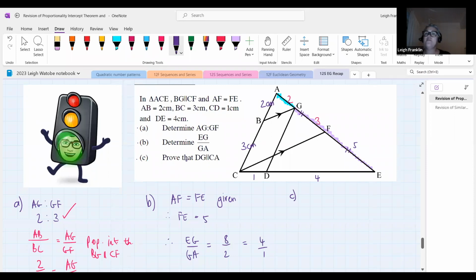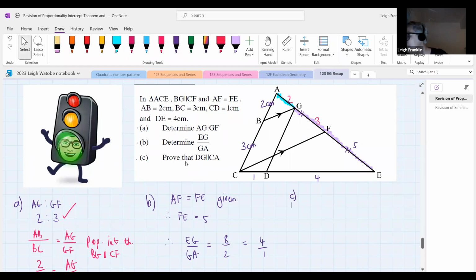Okay, all right. Now, unfortunately, Ria, that isn't correct. In this particular question, it just happens to work out that the sum of AB and BC happens to be the same as the sum of CD and DE. But that's not going to actually help us in this situation because they want us to prove that DG is parallel to CA using the converse of the proportionality intercept theorem.